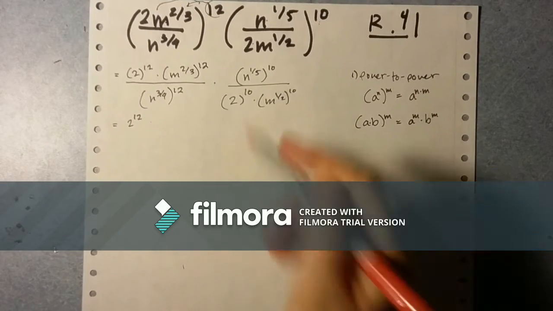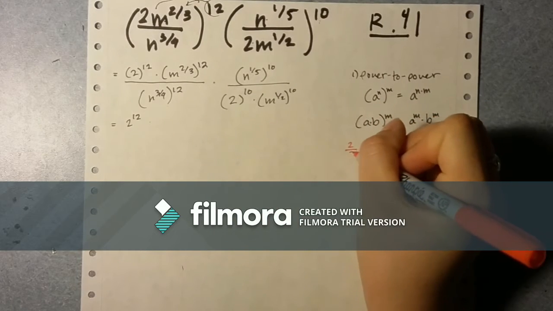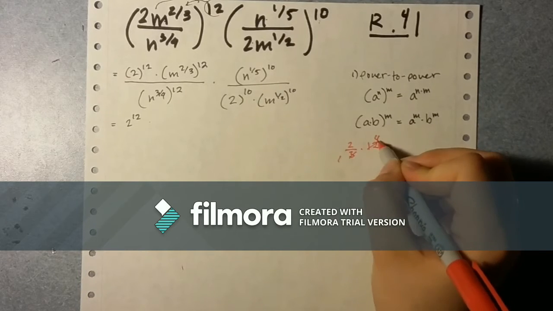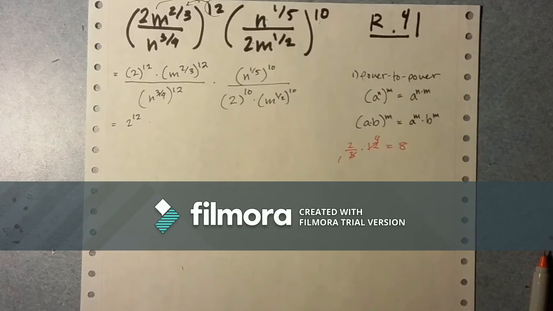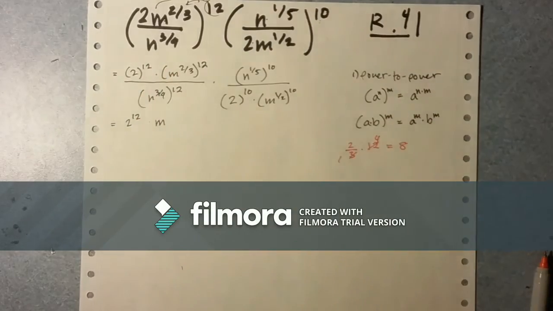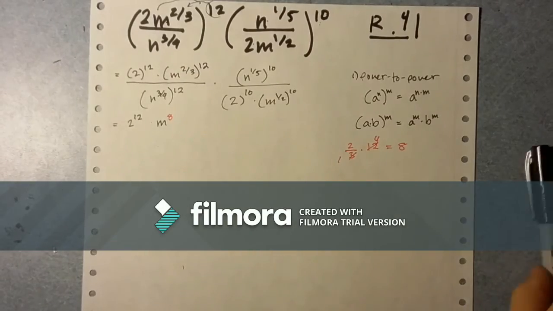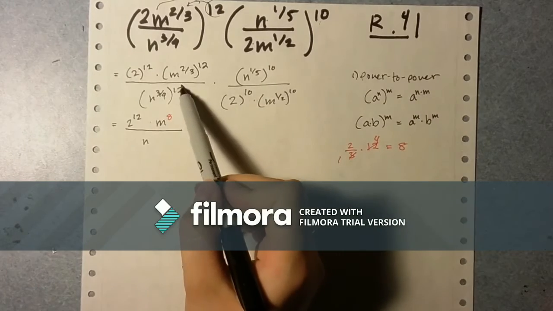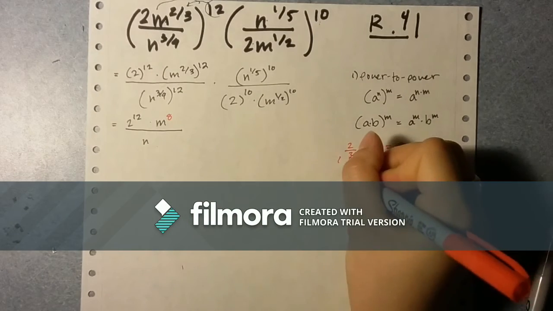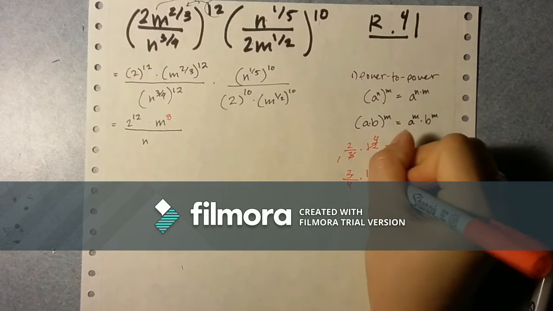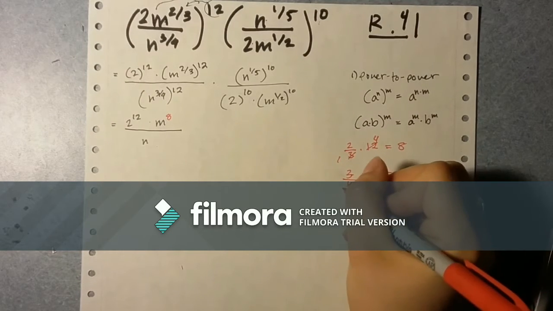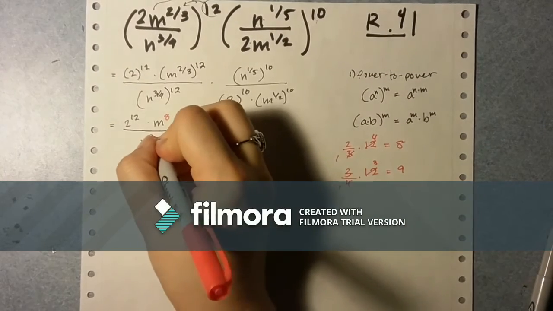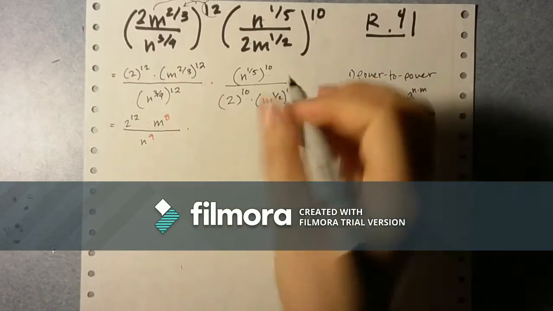Working with this one, we have 2/3 times 12. Multiplying fractions, this cancels. We get 2 times 4, which is going to be 8. So now we have m to the 8th power, all over n to the, using the power to power rule, let's multiply the exponents, 3/4 times 12. Same thing, the 4 will cancel out with the 12, and we get 3 times 3, which is going to be 9. Good job. Okay, now we're done with this first part.